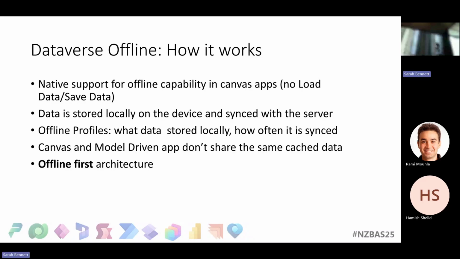If you had 5 model-driven apps, they would all be using that same cached data. Canvas apps, if you've got 5 different Canvas apps, they can be sharing that same cached data. If you've got a model-driven app and a Canvas app on the same device, they don't share that same cached data. It wasn't actually a problem for us. I'm just telling you in case that could be an issue for someone else.